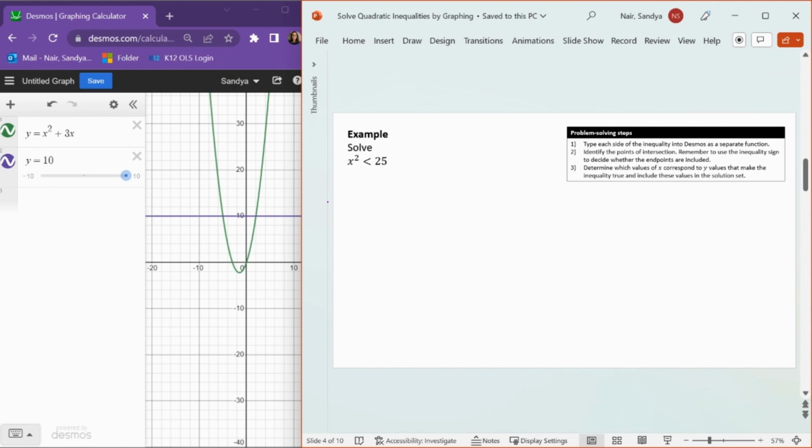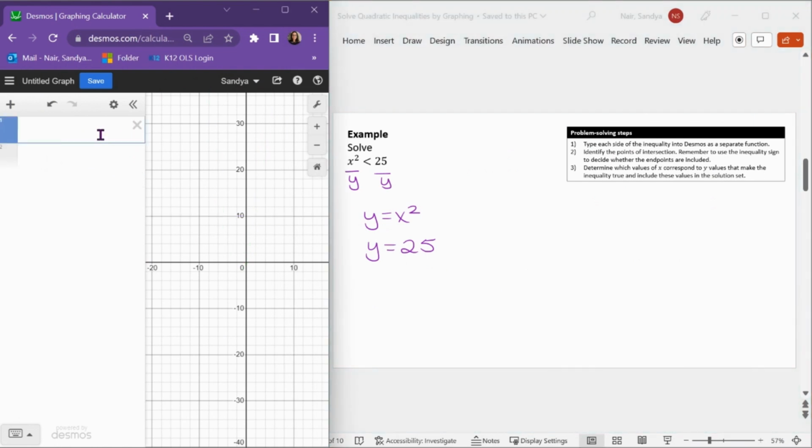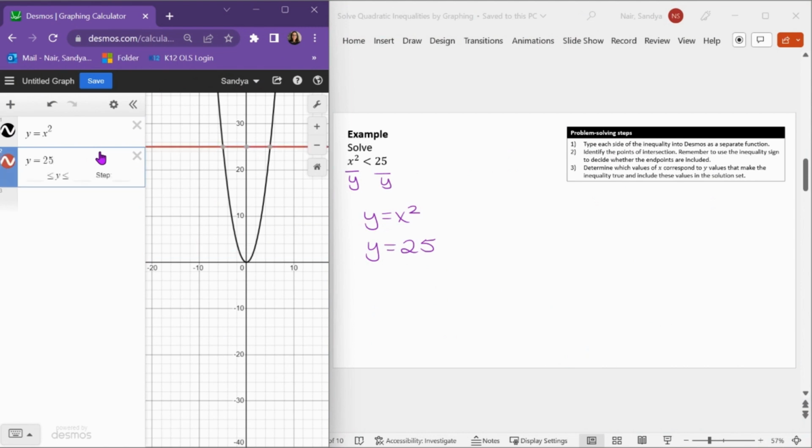So let's try solving now x squared is less than 25. So that's going to be a y, and this is going to be another y, right? So we'll have y equals x squared, and then we have y equals 25. So let's go ahead now and graph in Desmos. So we have y equals x squared, and then our next function will be y equals 25.